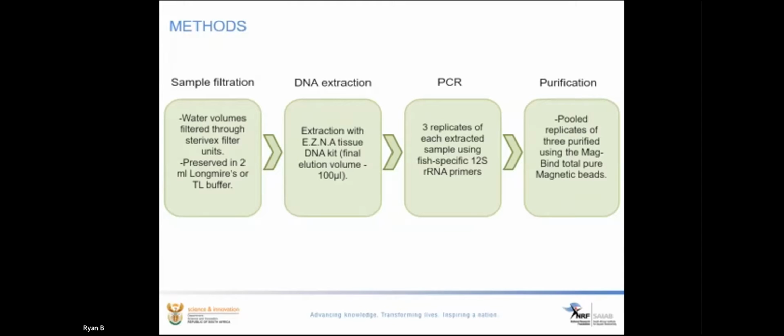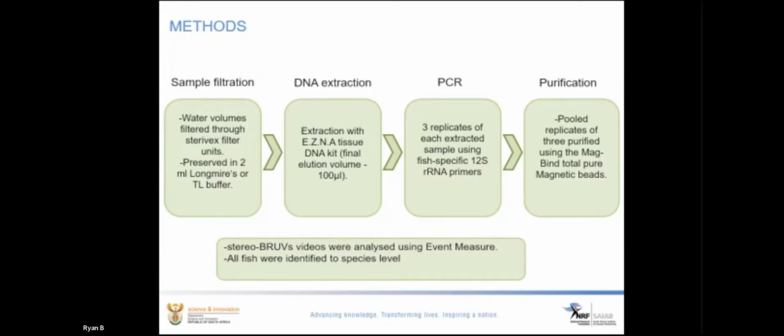DNA extraction, conducted in a designated eDNA lab, was done with the eZNA extraction kit. PCR was conducted on 3 replicates of each sample extracted, and purification of the pooled replicates was done using the Mag-Bind Total Pure magnetic beads. Stereo-BRUV videos were analyzed using the EventMeasure software, and all fish identified to species level.